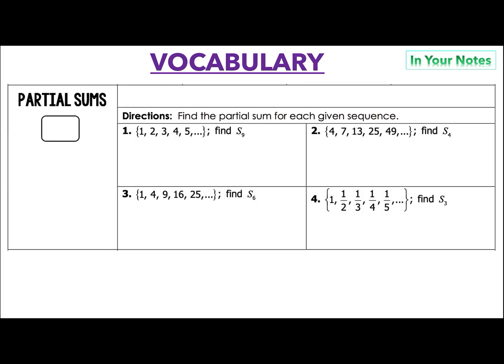All right, next vocabulary in your notes. Once again, pause the video, copy this down. We've got 4 examples, and then we're done for the lesson today.